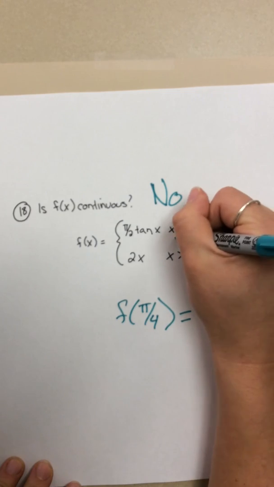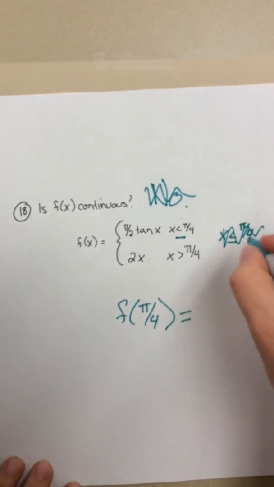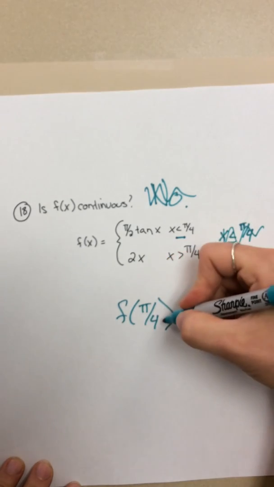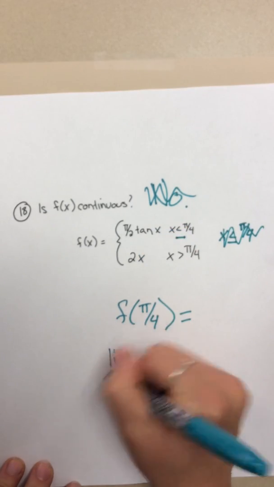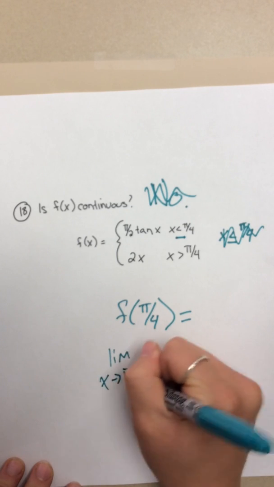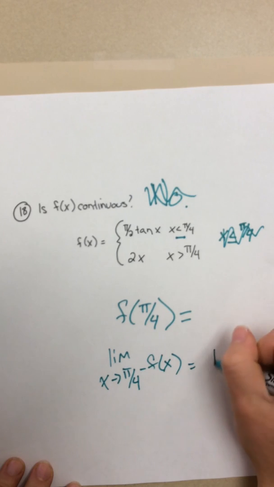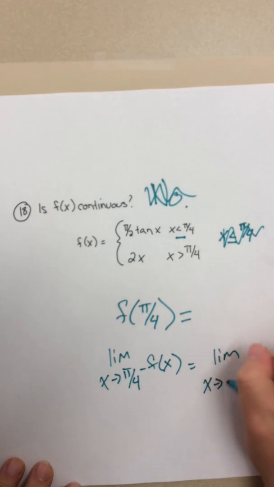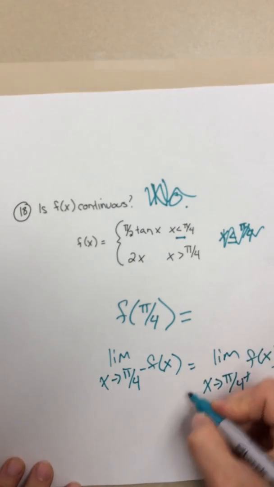Let's say I change this, and now I had a problem like that. Then I could do some more work. Then I would have to say, okay, the function value at pi over 4, figure that out. Then I would have to check the limit as x approaches pi over 4 from the left. Find out to see if that's equal to the limit as x approaches pi over 4 from the right. And then make sure this value equals that one, see if the function is continuous.